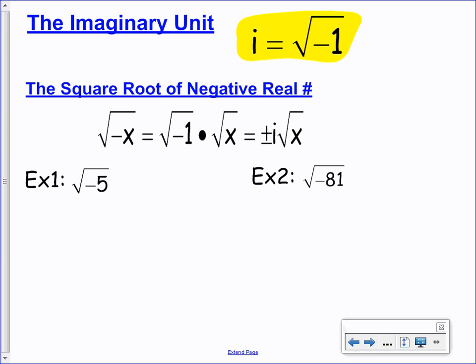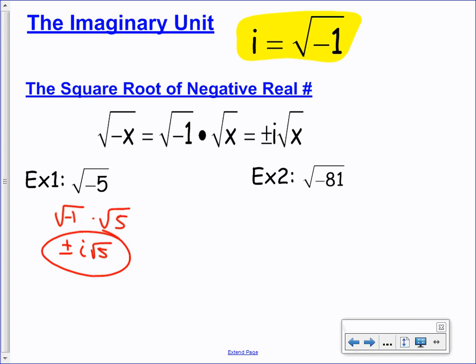So, for example, the square root of -5. You can pull out the -1 and separate that from the 5 in the square root. The square root of -1 is i. So this is plus or minus i root 5. So the square root of a negative number will always have an i in there. There's an imaginary number there. i is the square root of -1.